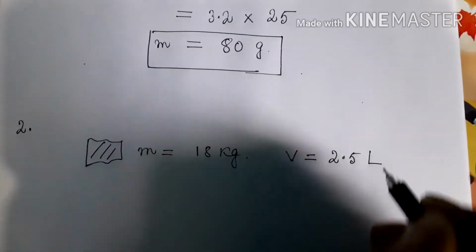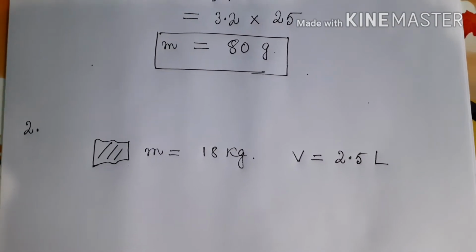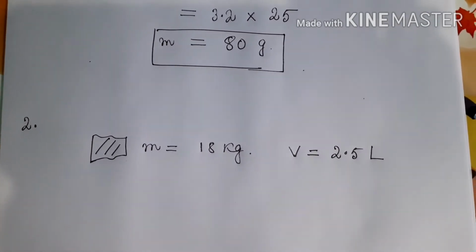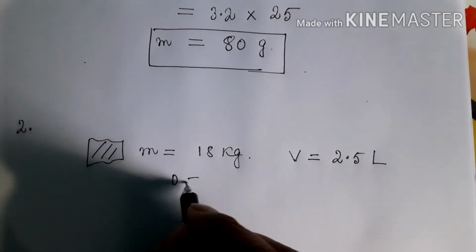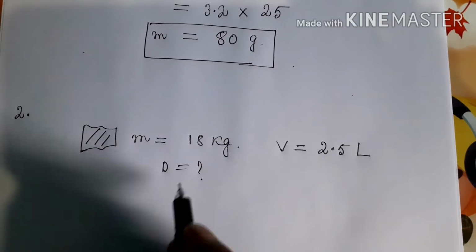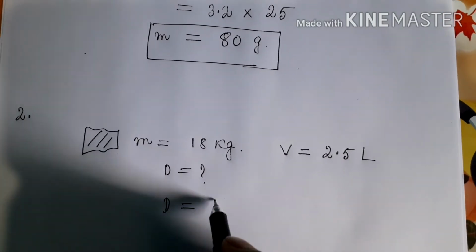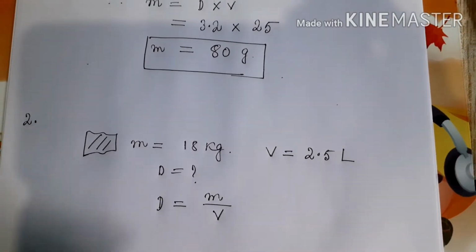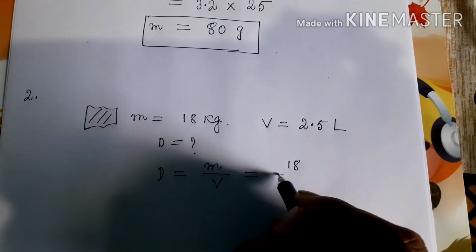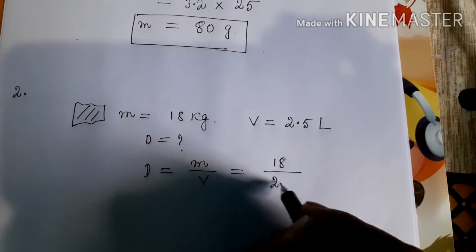2.5 L. That means capacity is given, actually 2.5 liter. So you have to calculate the density of that one. So density, that means D, we will calculate. Same formula we will use, that means D is equal to M by V. So D is equal to mass by volume. Here we know that one. Mass is given 18 and volume is given 2.5.